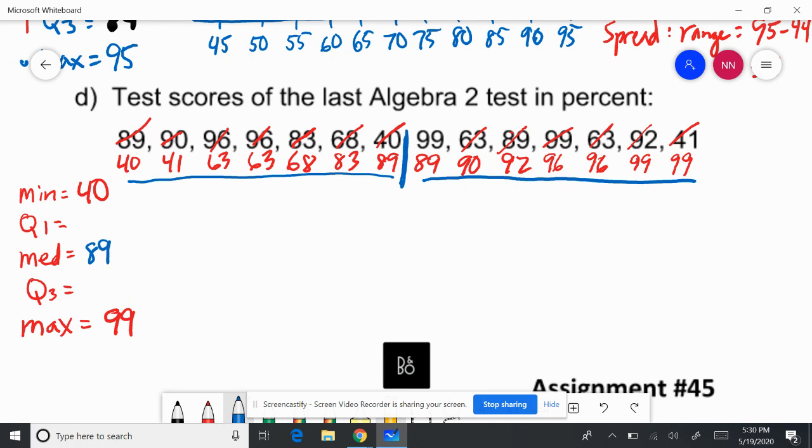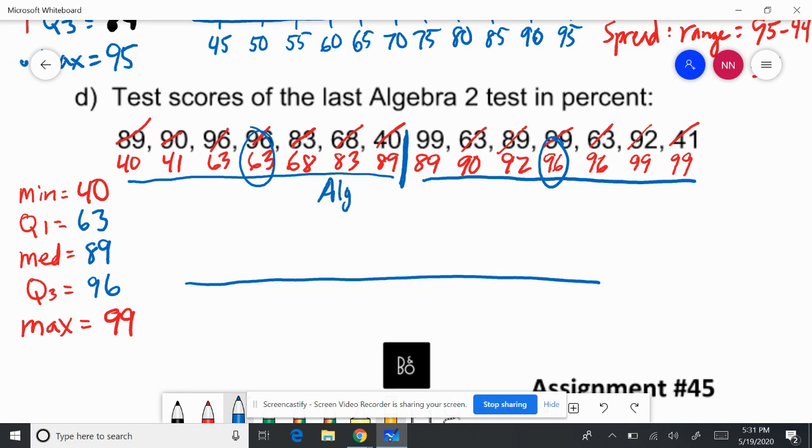Then we're going to look at the first half of the data. 1, 2, 3, 4, 5, 6, 7. Since there's 7, the middle number would be 63. And then the middle number for the second half of the data would be 96. So with our box and whisker plot, because it's a word problem, we have to label it. So it's talking about Algebra 2, and we're talking about test scores. And they're as a percent, so we're going to put as a percent.